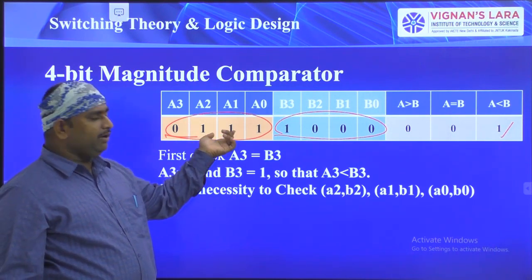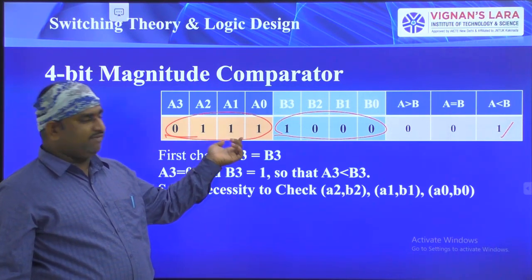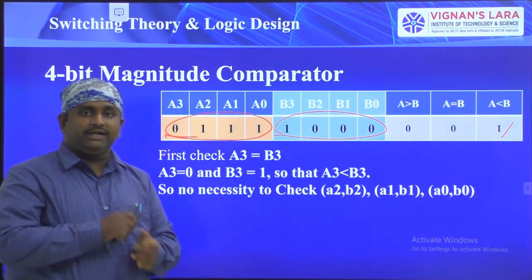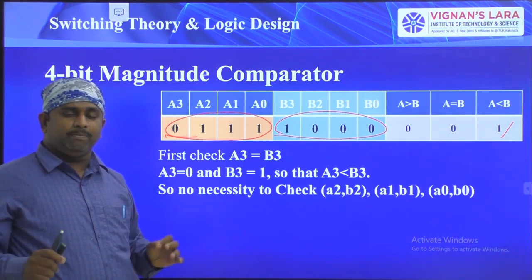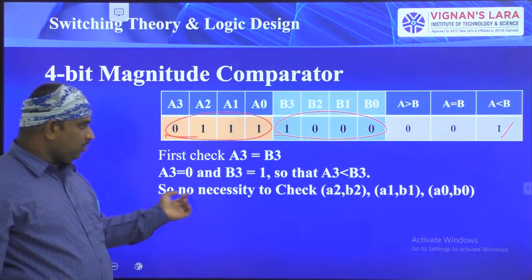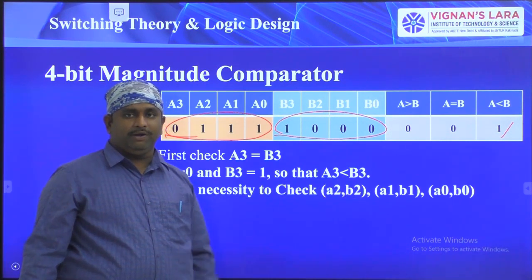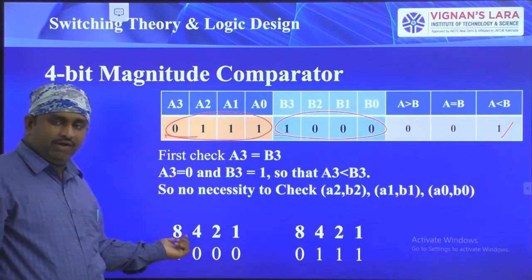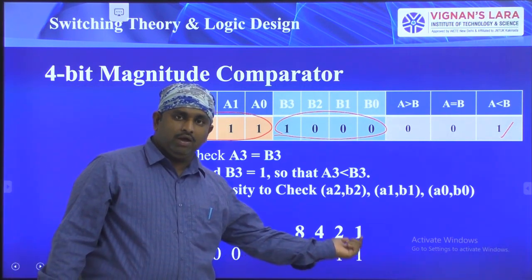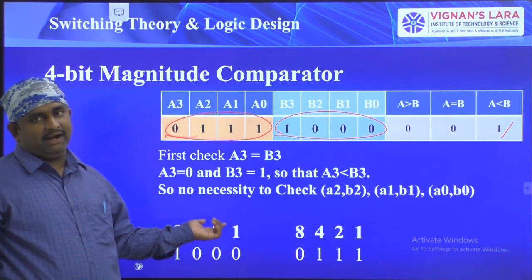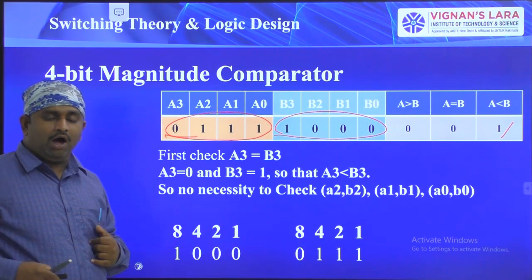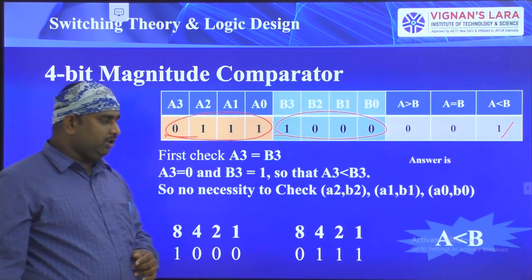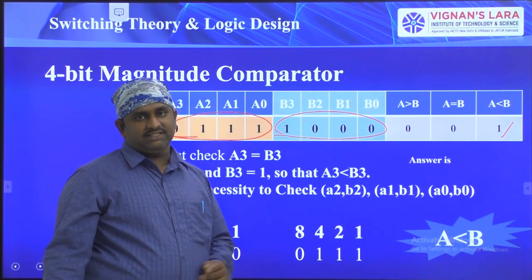See here, in the remaining bits, all the bits are 1, but the value is equal to 7. Here all the bits are zeros, but the total value is equal to 8. So the MSB bit decides which word is the bigger one. So there is no necessity of checking the A2, B2, A1, B1, A0, B0 bits. Okay, right. You can compare 1000 and 0111 using the 8 4 2 1 code like this. So first we are analyzing the operation, then we will see the hardware implementation. So finally we can say that A is less than B.